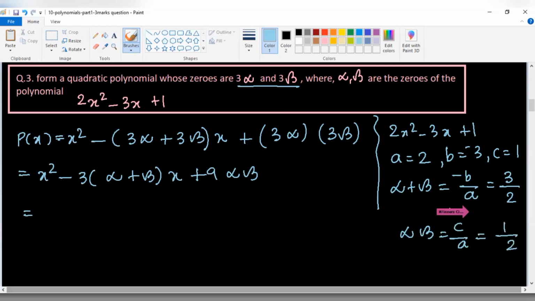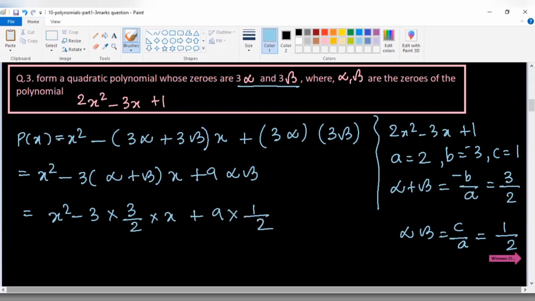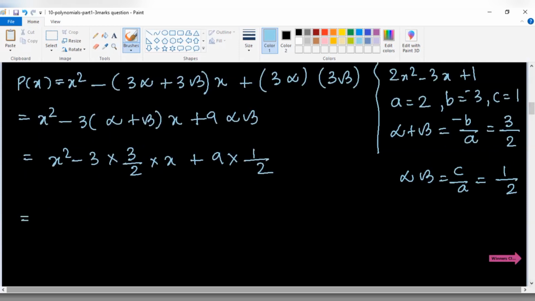Now let us give these values here. So it is x square minus 3 into alpha plus beta, which is 3 by 2, into x plus 9 into alpha beta. Alpha beta is 1 by 2. So this is the answer: x square minus, now 3 into 3, 9, 9 by 2x plus 9 by 2.